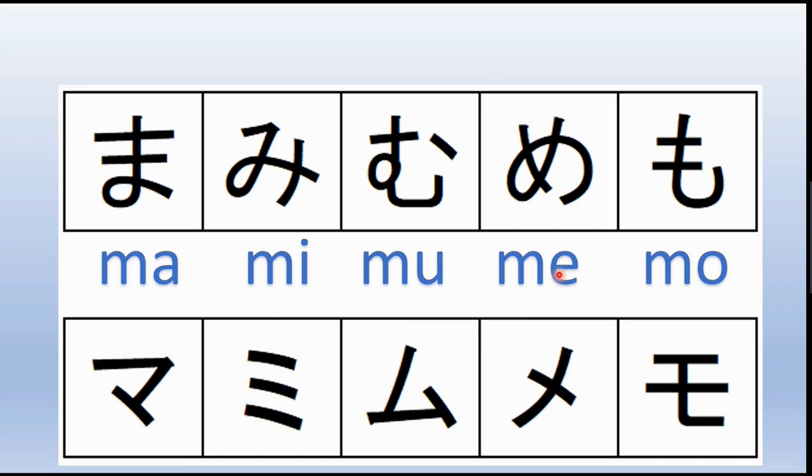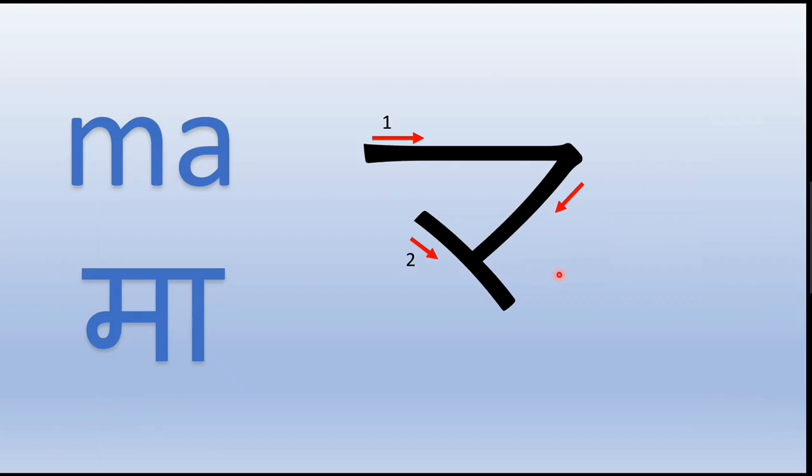Then we have the next line as ma, mi, mu, me, mo. Here we can see again some similarities and some differences. And now we move on to the writing of these five symbols, ma, mi, mu, me, mo, the stroke orders. This is ma. Here we have the first stroke as this horizontal line and continuing with this, and then the second stroke like this at the end.